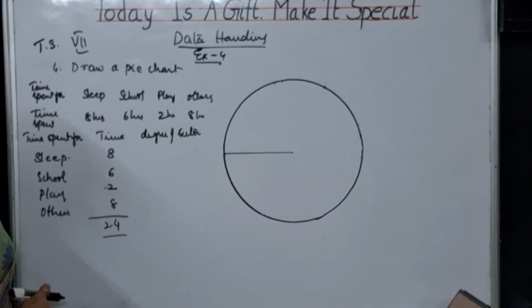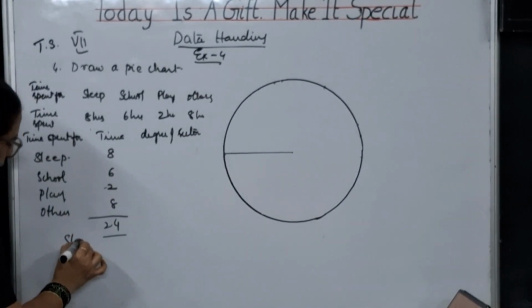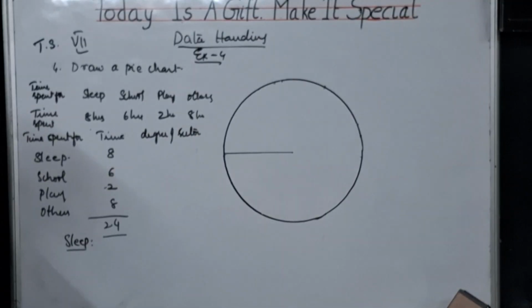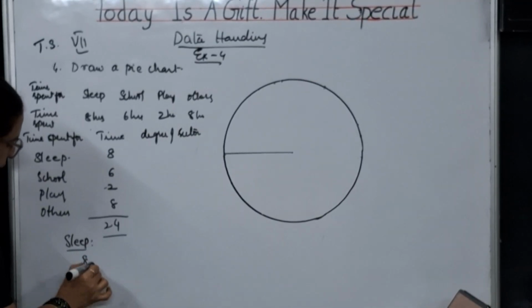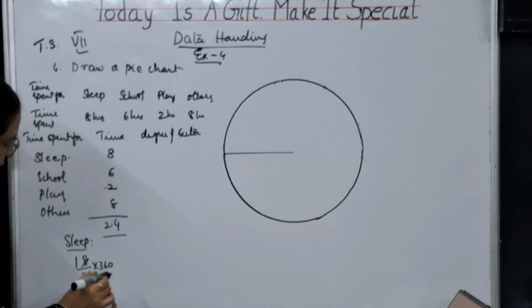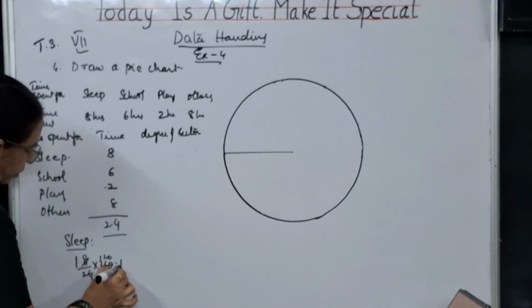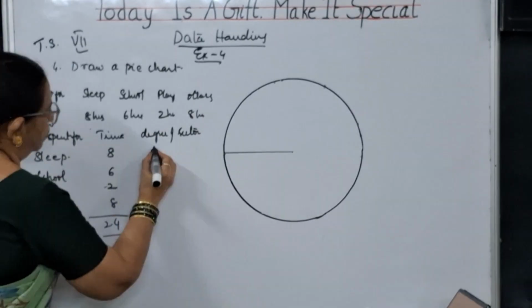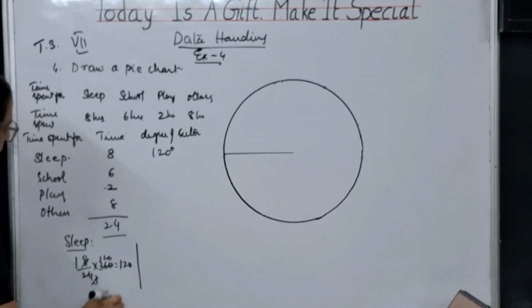Total 24 hours. Now you have to find out the degrees. Let us see for sleep. How much? 8 by 24 into 360. 8 ones are 8, 8 threes are 24, 3 ones are 3, 3 twos are 6, 0. That is 120. So degrees 120. This is for sleep.